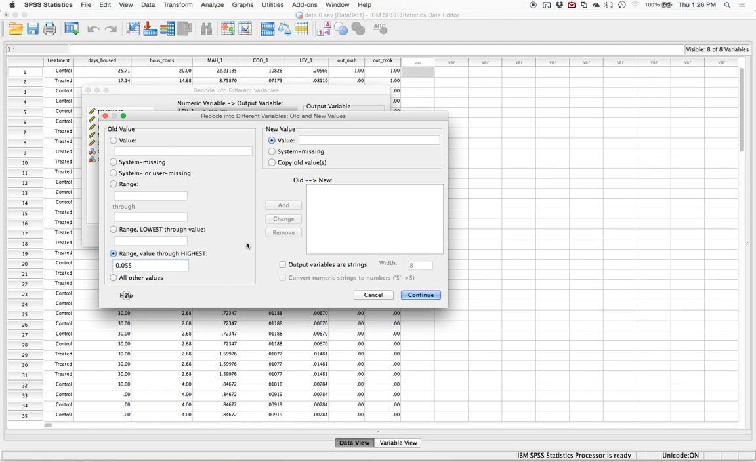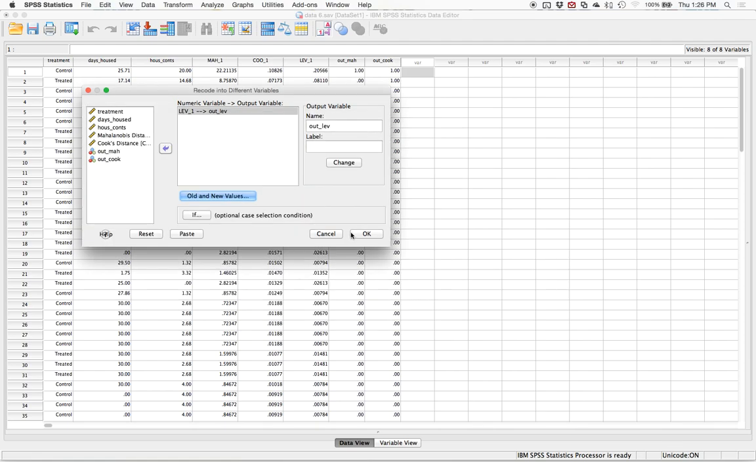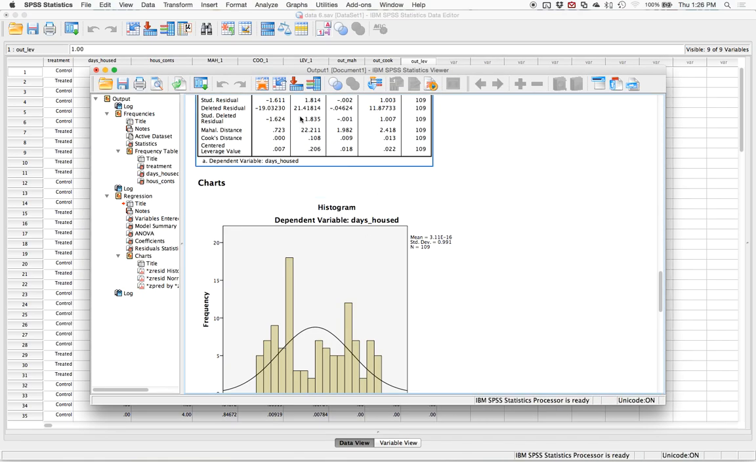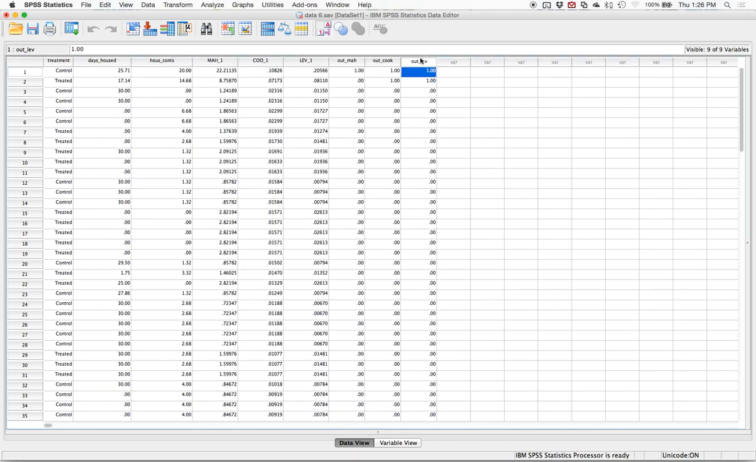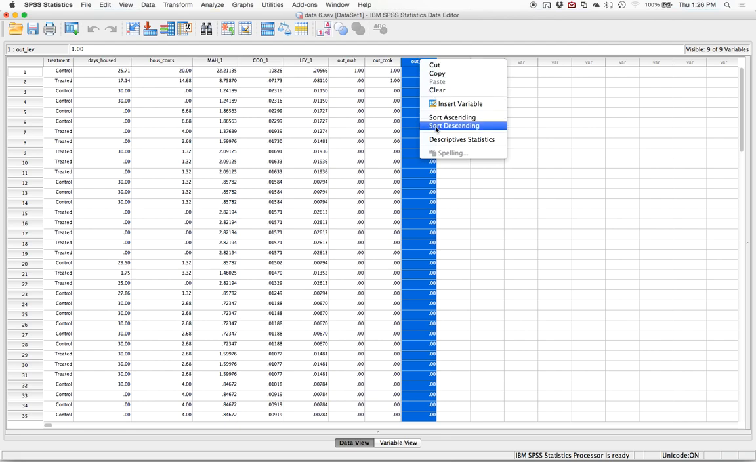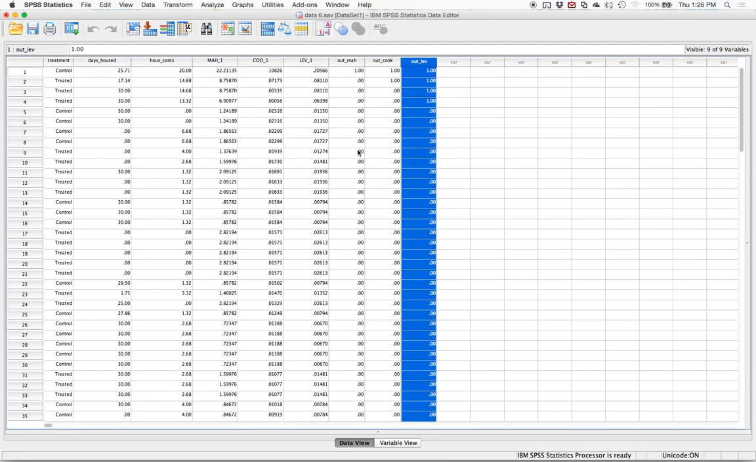Goodness. Bye-bye. There we go. So 0.055. I'm going to make them ones. Hit add. Everybody else can be 0. Hit add. Continue. Okay. And that means we have, let's see here, descending, 4 leverage outliers. So there are 4 people who are over the cutoff for leverage.